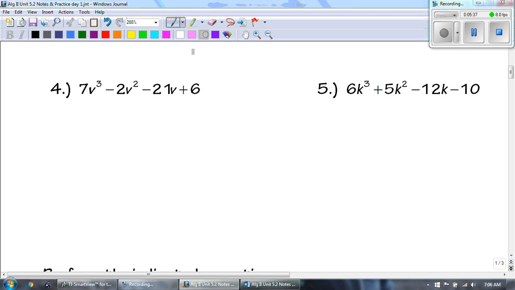Number 4. Now, I don't know if on your copy they're V's or N's or whatever they are. On my copy, they're V's. Look at your two groups and see if you can figure it out, okay? Go ahead and pause the video, and good luck.